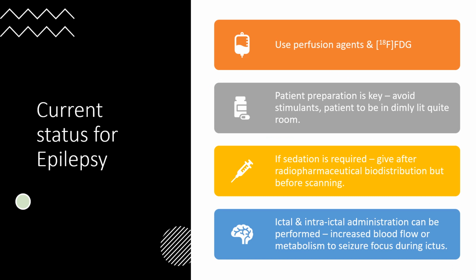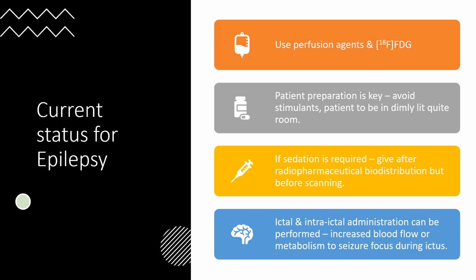Then for the imaging of epilepsy, we use perfusion agents and FDG. Mostly those are the three that we use. Really key for me to mention to you, patient preparation is important. The patient must not be stimulated in any way. They should be sitting in a quiet room, resting and not talking.